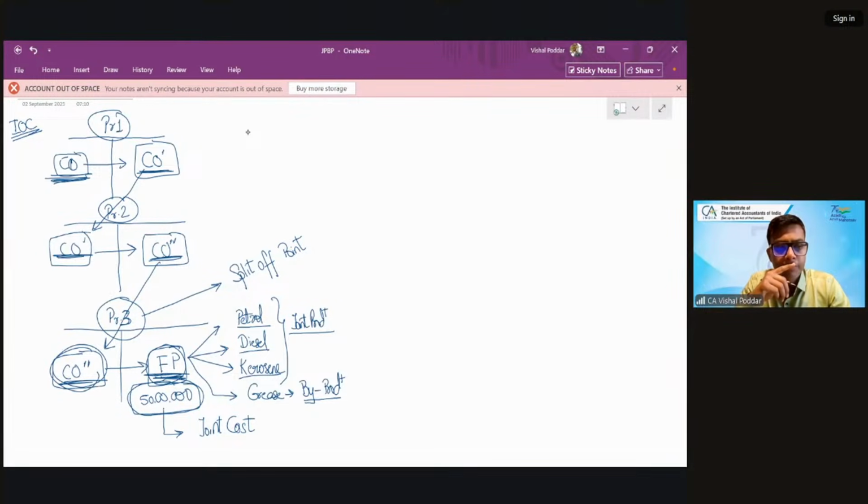Correct? Clear? Students, any questions, any doubts up to this point?